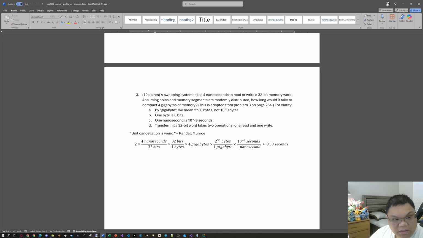1 byte is 8 bits, 1 nanosecond is 10 to the negative 9th seconds, and transferring a 32-bit word takes 2 operations. 1 read operation, which takes 4 nanoseconds, and 1 write operation, which takes another 4 nanoseconds.